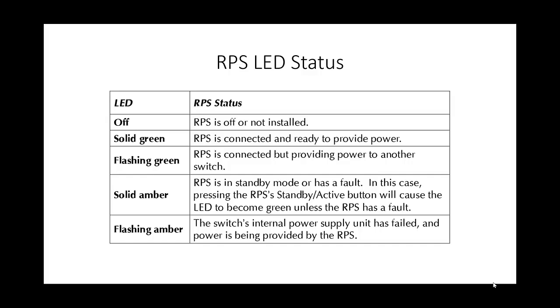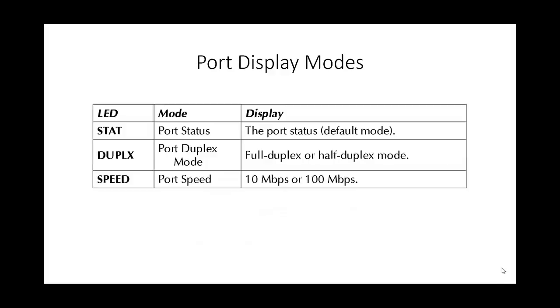So next I'm going to explain about port display modes. On the screen at the moment are the 3 port display modes: STAT, DUPLX and speed. Self-explanatory. The first one is port status, then we've got the duplex mode, followed by the port speed. There is a port mode selector button just below the port display mode LEDs, and by pressing the button you can cycle through the modes one at a time. The default mode is STAT, and whenever you change this to another mode, the mode will return to STAT after 30 seconds. I've just got a few slides showing what the status of the lights would mean when you change the mode.